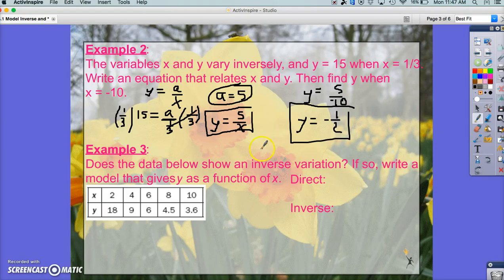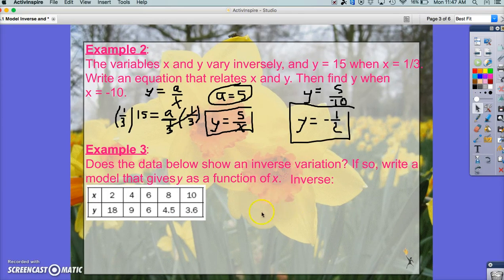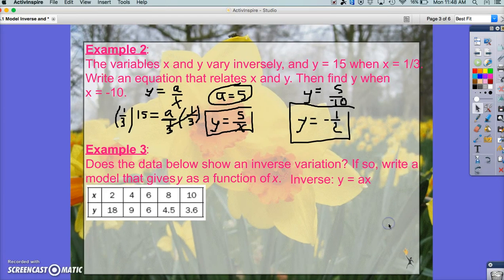For a, if I manipulate the formula, I want to multiply. Oh, hold on one second, let me fix that actually. And actually, let me backtrack for 1 second here. I'm going to talk about inverse first. If I want to find out if the inverse is true, I want to get a by itself. It's actually going to be y equals ax. So let me just start with inverse. I'll come back to direct in a second.